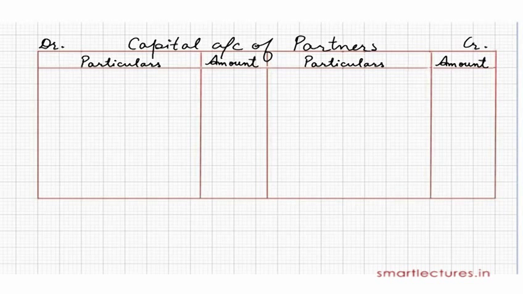It means all the plus items are written on the credit side, on the right hand side, and all minus items, the items which reduce the balance of the capital, are shown on the debit side of the capital account. And you know, if the capital account has a credit balance, the opening balance will be on the credit side, I mean to say, by balance b/d will be on the credit side.